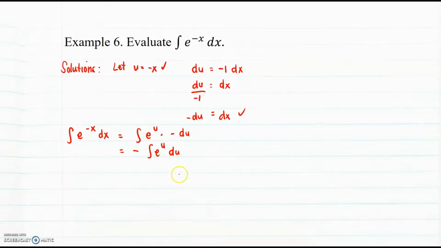So now we are ready to apply the general exponential rule. The integral of e raised to u is just e raised to u, so we have negative e raised to u plus c. Next, substitute u, so you have negative e raised to negative x plus c. And that's already our final answer.